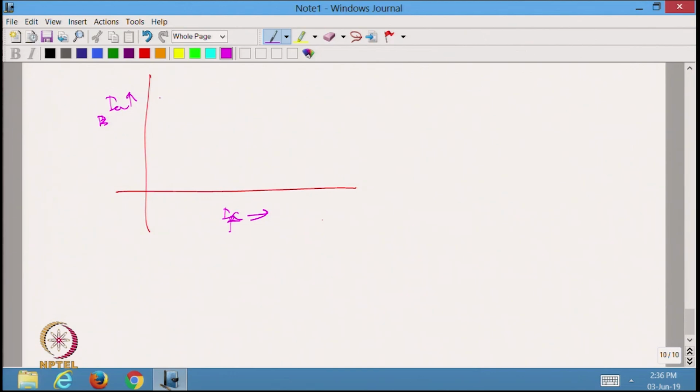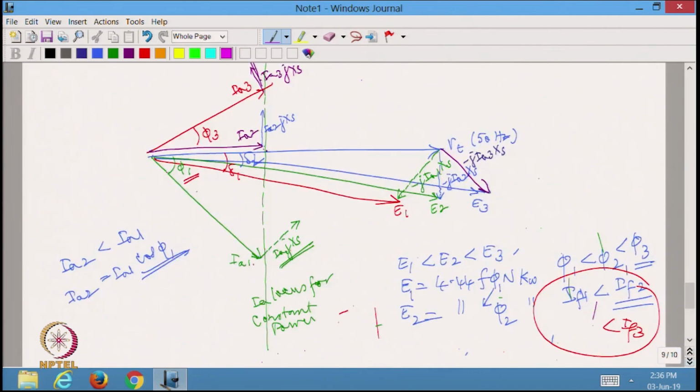Initially it was at lagging power factor condition, but it was drawing a longer or bigger current. When it was at unity power factor condition, it was drawing minimum current. When again it moved to leading power factor condition, it drew a current which is higher. So, I would say IA2 is the minimum armature current, right.